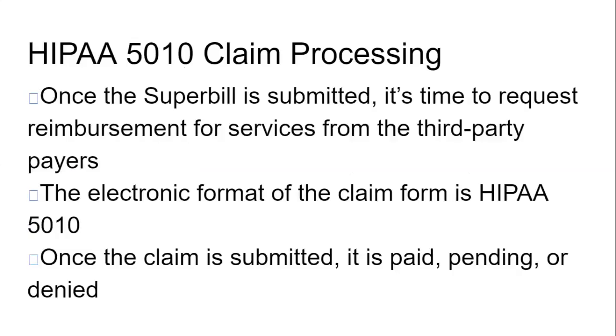Okay, HIPAA 5010 claim processing. Once the Superbill is submitted, it's time to request reimbursement for services from the third-party payer, which is our insurance, right? The electronic format of the claim form is the HIPAA 5010. If it's a paper form, it's the CMS 1500 form, but the electronic form of that is the HIPAA 5010. Once a claim is submitted, it is paid, pending, or denied.